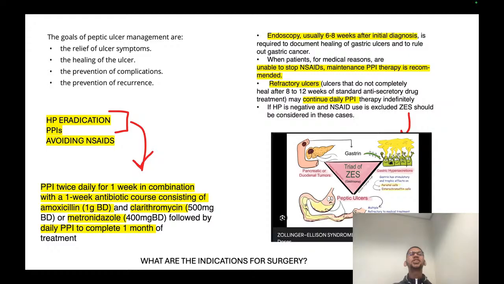So, how are we going to manage a patient with peptic ulcer disease? The main goal of peptic ulcer management is to relieve the ulcer symptoms.